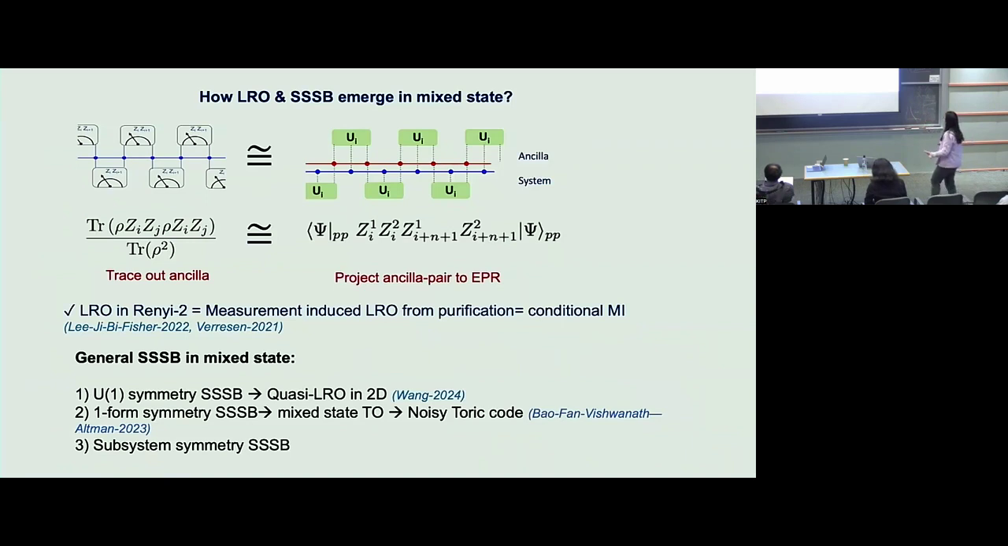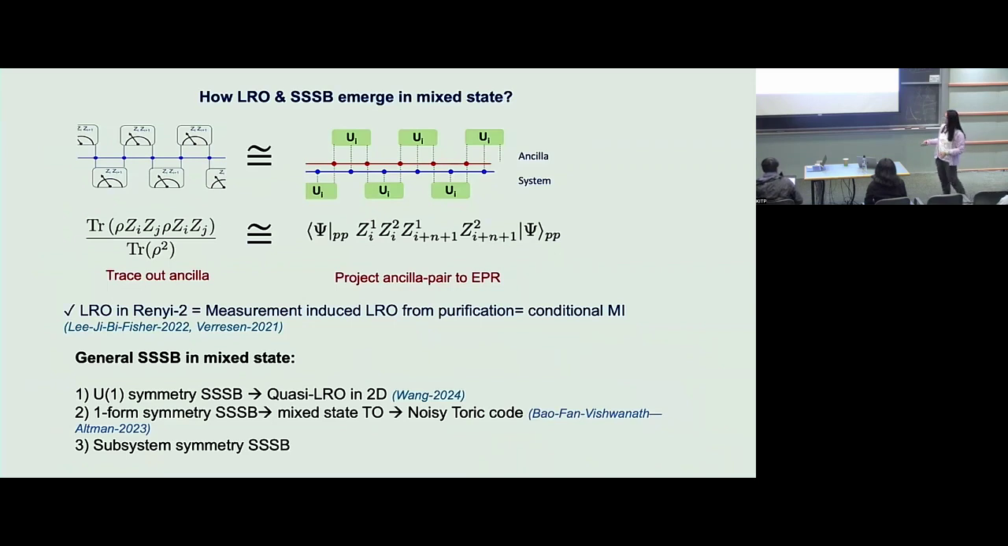They don't have any long-range correlation function. But if we make a measurement on the ancillary degrees of freedom, the post-measurement wave function would have long-range order. And such measurement-induced long-range order can be exactly manifest as the Renyi-2 correlation function. So whenever we have a strong-to-weak symmetry breaking, it actually indicates that our purified wave function has some type of conditional mutual information between the system and the ancillary degrees of freedom.